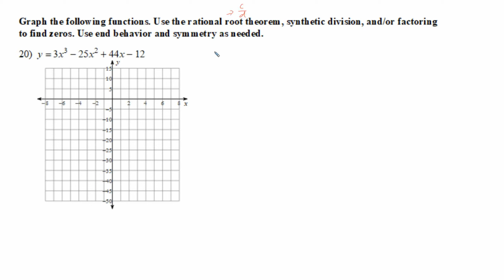So here we go. Our values for C are the factors of the constant, so of 12: plus or minus 1, plus or minus 2, 3 goes into 12, and 4, and 6, and plus or minus 12. And then D are the factors of the leading coefficient, which are plus or minus 1 and plus or minus 3. Oh boy, so we have a lot of possibilities.